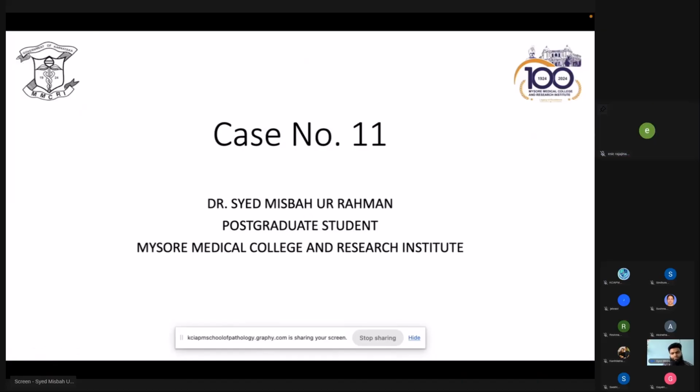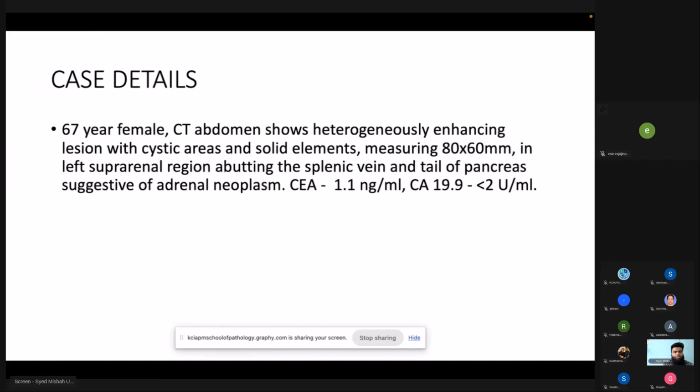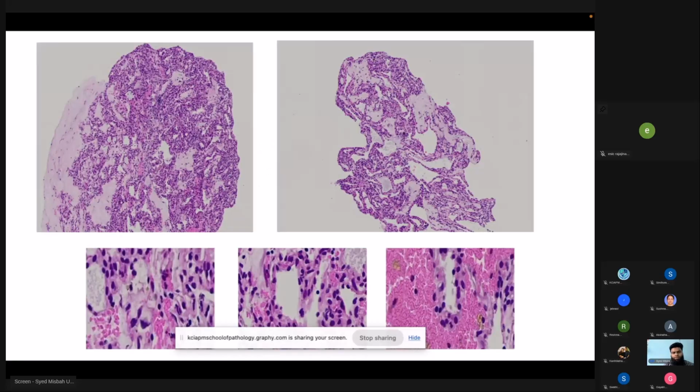I am Syed Misbah, postgraduate student from Mysore Medical College. I was allotted this case. A 67-year-old female. CT abdomen shows a heterogeneously enhancing lesion with cystic areas and solid elements measuring 8 by 6 cm in the left suprarenal region, abutting the splenic hilum and tail of the pancreas, suggestive of adrenal neoplasm. CEA was 1.1 and CA 19.9 was less than 2 micro per liter. These are the microscopic images.